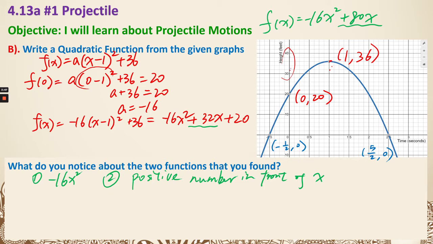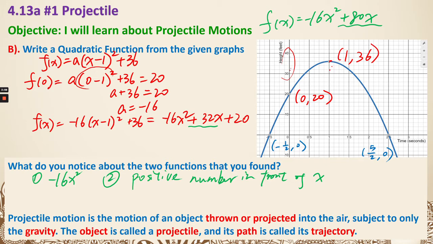So these all lead us into projectile motion, because especially that negative 16 is how projectile motion is. Projectile motion is the motion of an object thrown or projected into the air, subject to only gravity. The object itself is called a projectile, and its path is called a trajectory. You are going to learn more about projectiles in the future, especially in physics, or wait until you get to calculus for math. But this is an important motion that you see every single day.